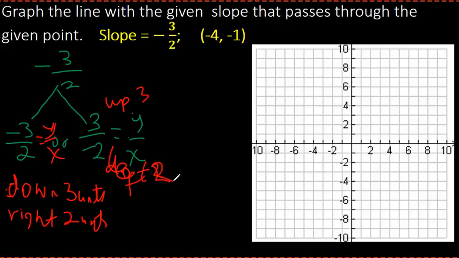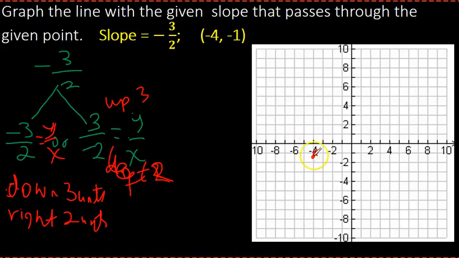Okay, so let's plot it. First of all, plot this point, -4, -1. We go for x first, -4, and -1 is right here. Okay, it's right there. And so from this point, this is one of the points on the line. So we're going to use the slope to find other points. We can use this. We go 3 units up, 2 units left.